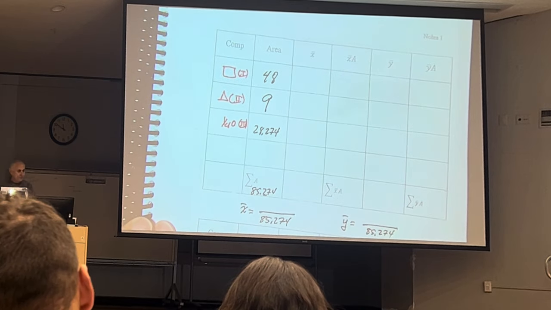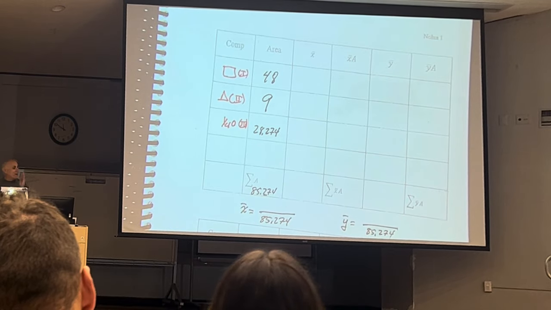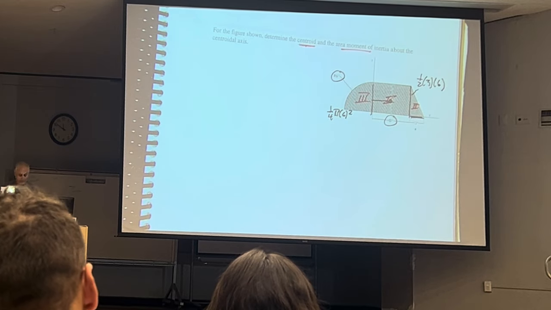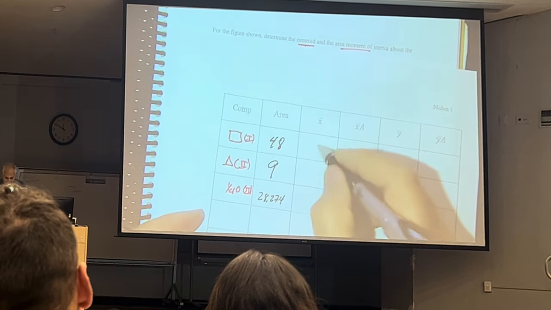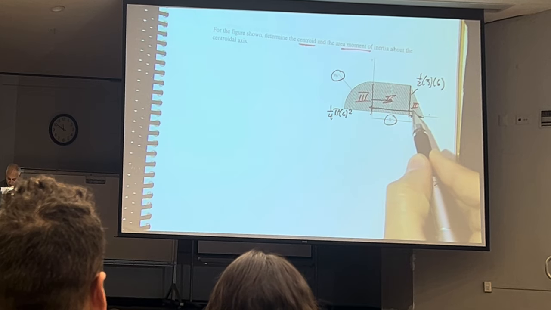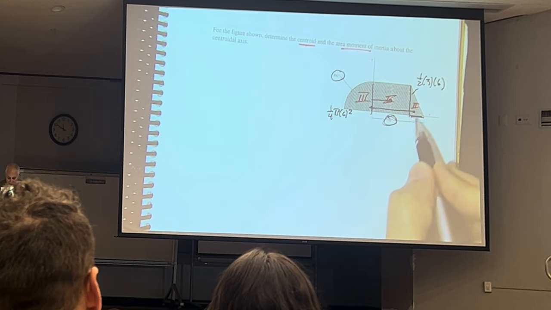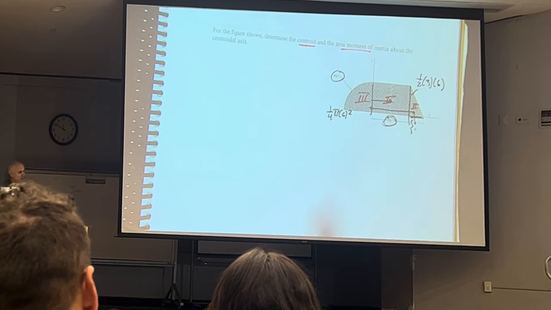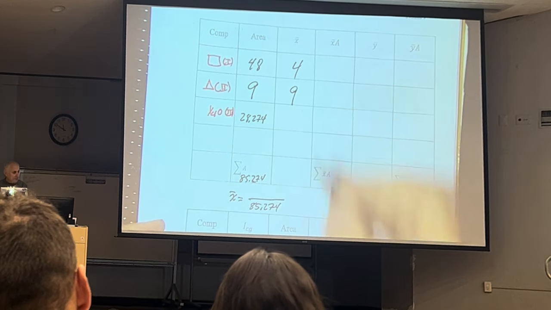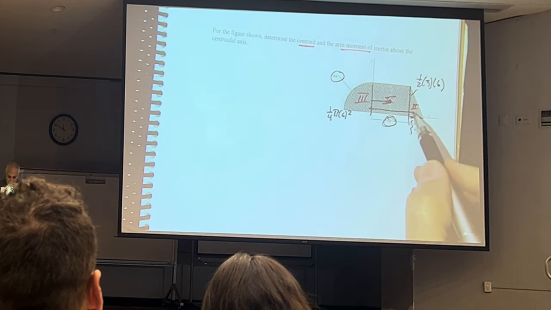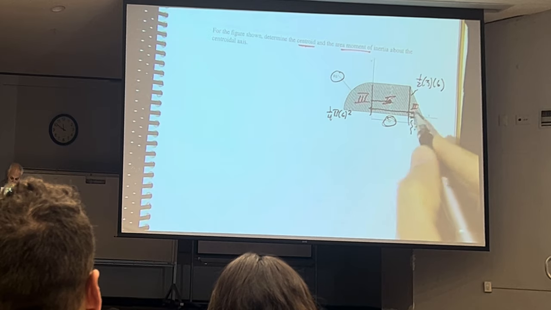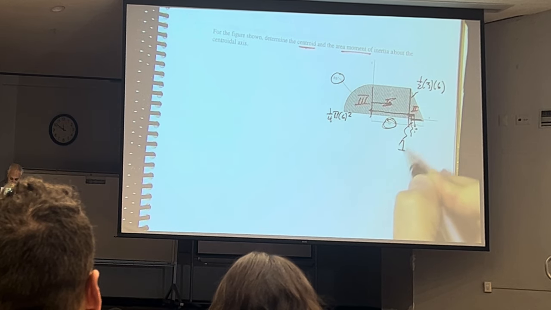Okay, X bar. From the y-axis over to the center of this is how much? Well, half of 8. 4. From the y-axis over to the center of this is going to be 8 plus this little piece right here, which is 1, which is 9. Because what's this little piece? B over 3. Base is 3, divided by 3 is 1. So this little piece is 1 plus the 8.